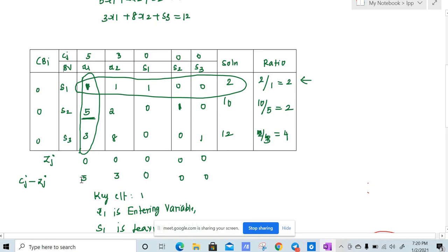Why am I choosing the maximum element? Because our objective function is maximum. So this is our key column value, and you just form a ratio again, solution divided by key column value. So 2 divided by 1, 10 divided by 5, 12 divided by 3, and what is the least positive value?